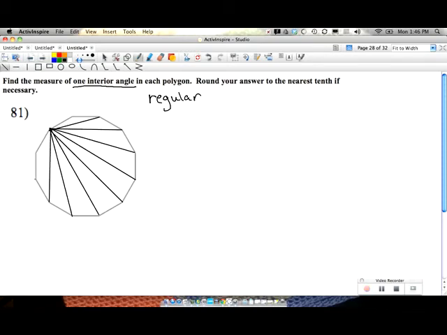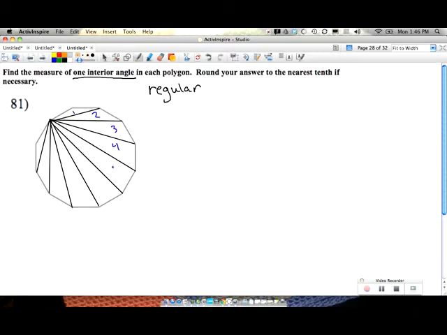Now I got a lot of triangles there after I made all those subdivisions. Let's see what I got. I got 1, 2, 3, 4, 5, 6, 7, 8, 9, 10. So I got 10 triangles. 10 triangles, if I were to add those up, each of them is going to be 180. That's like 10 times 180. That's a total of 1,800 degrees inside. That's my total.